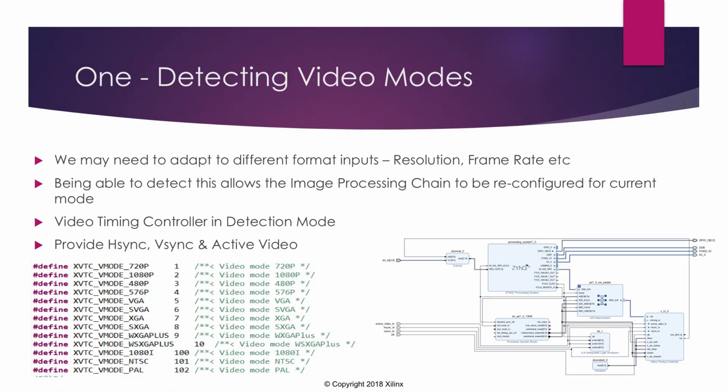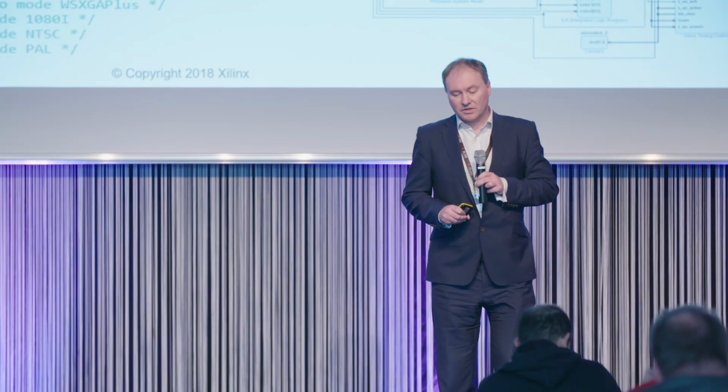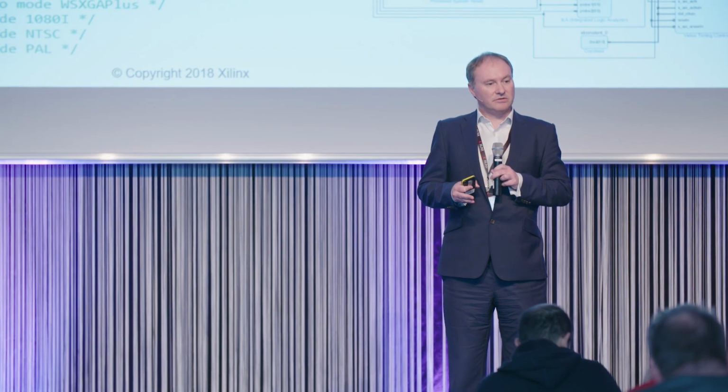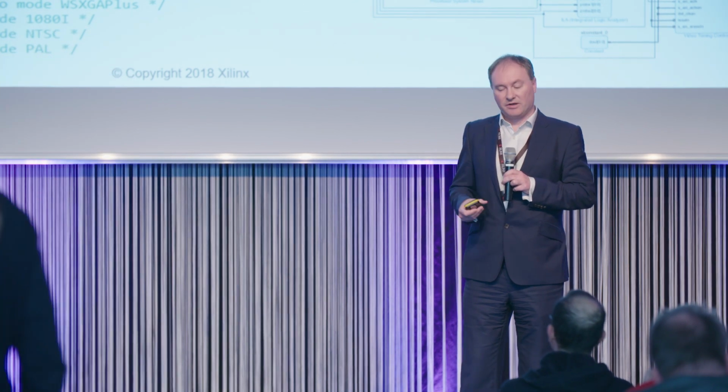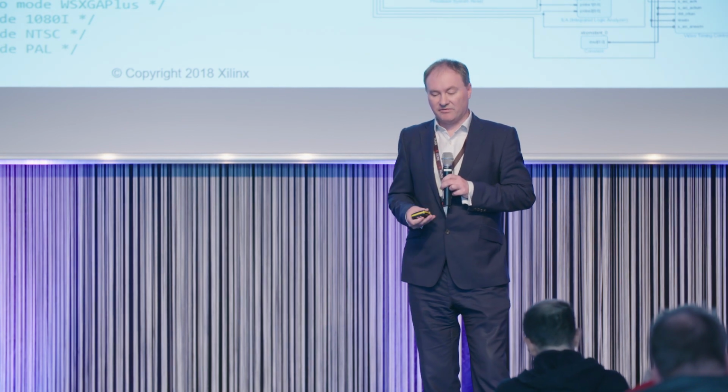But to be able to detect the video modes, there's a really useful block in the Vivado library called the video timing controller. The video timing controller enables you to detect video timing that's coming in as parallel video, so it takes the H-Sync, the V-Sync, and the parallel data, and it will give you a reported video timing mode that is coming in. It's also capable of doing video timing generation for the output, which we'll look at in a little while. But this allows us to detect the video that's coming in, and to then actively configure the rest of our image processing chain to take into account that video mode that's coming in.